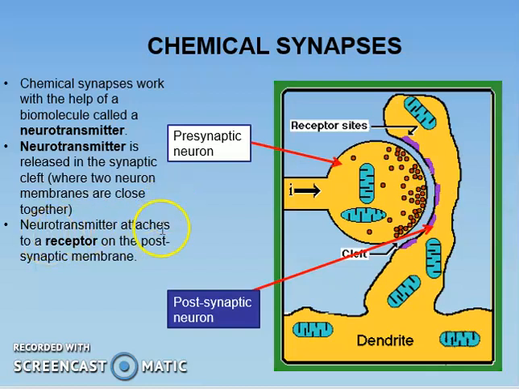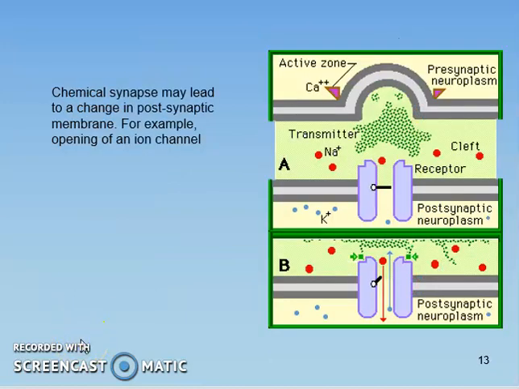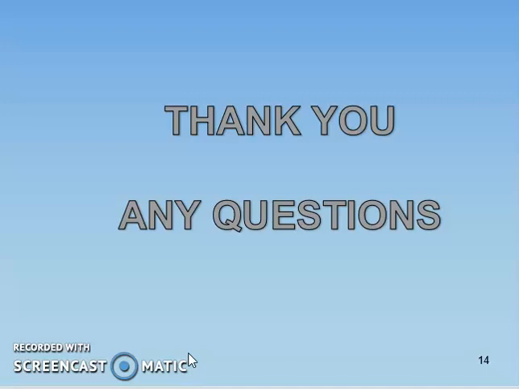So neurotransmitters attach to a receptor in the postsynaptic membrane and cause an action. Here is another example. The neurotransmitter is released and attaches to the receptor, which is itself an ion channel. It opens, and there is an entry of ions inside this postsynaptic neuron for transmission of the message. So this is about synapses, electrical and chemical.